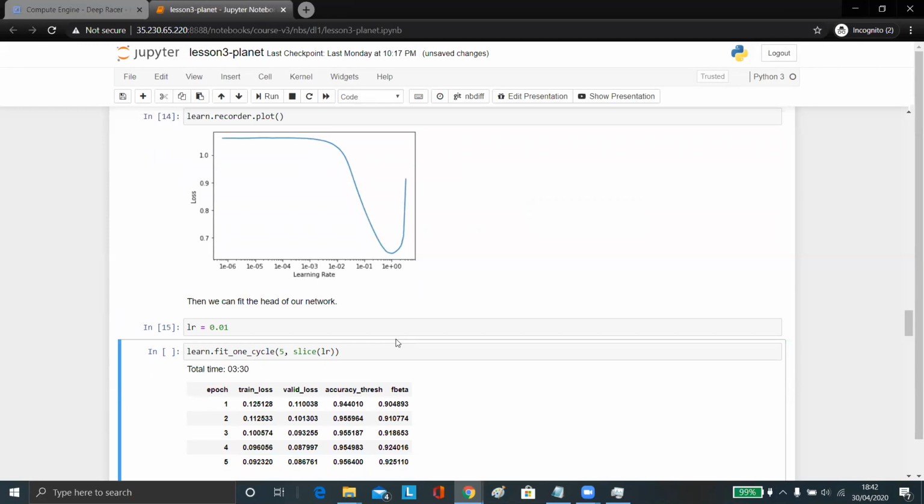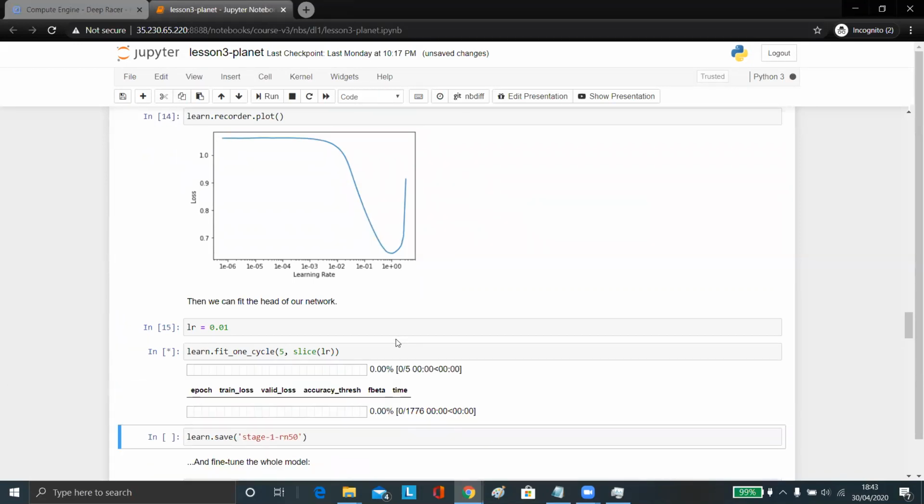So we'll see if it fits. Hopefully this doesn't take too long, because this is going to be boring to watch if it's going to take 12 minutes to run an epoch.